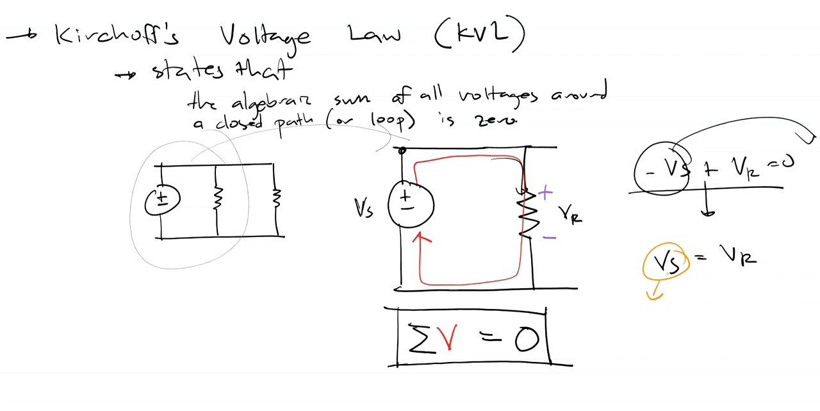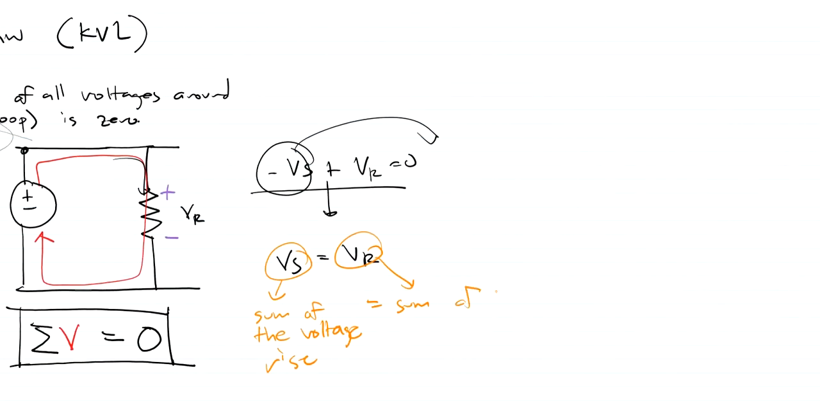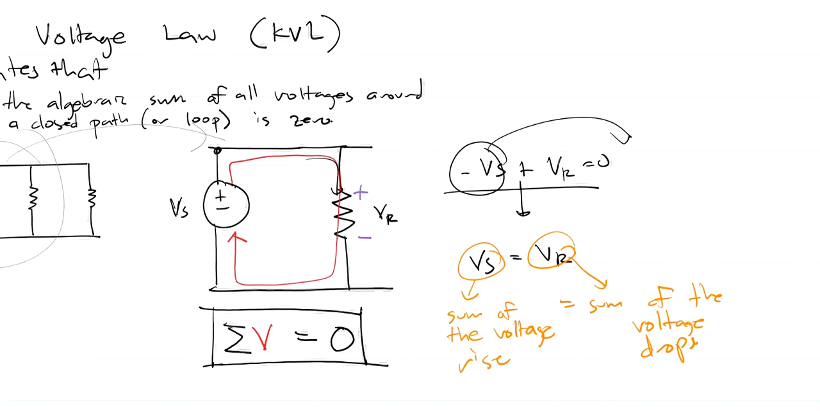So let's say in that loop we have multiple sources. So the sum of the voltage rise is equal to the sum of the voltage drops. And so that's the equivalent expression.